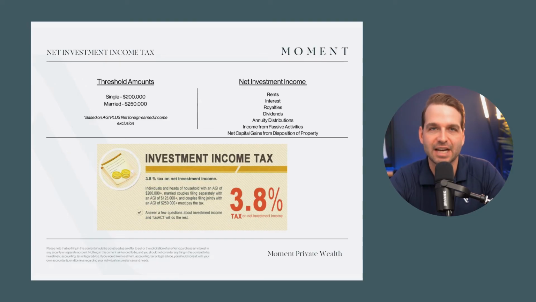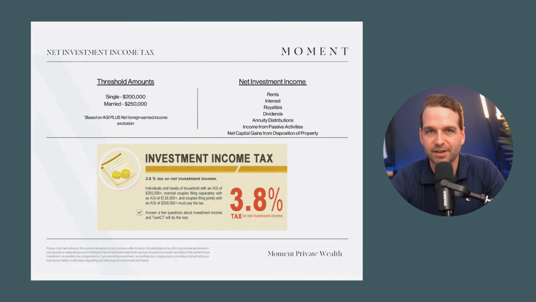And you can see on the left-hand side, we have the threshold amounts. For single individuals, this is if your AGI, your adjusted gross income, is north of $200,000. And for married individuals, this is if your AGI, your adjusted gross income, is north of $250,000.